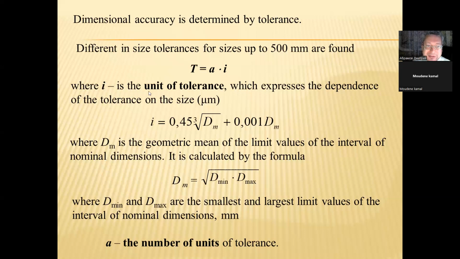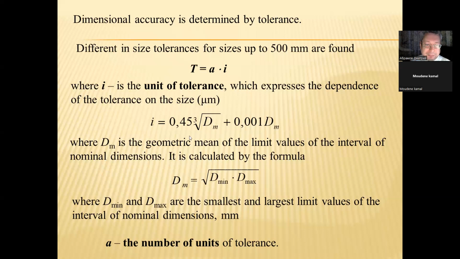I is a unit of tolerance, which expresses the dependence of the tolerance on the size in micrometers. And I is calculated by this formula. Use this formula to calculate I.